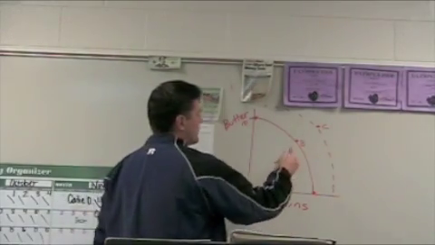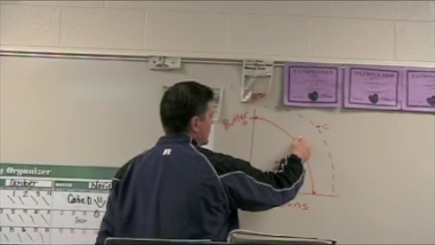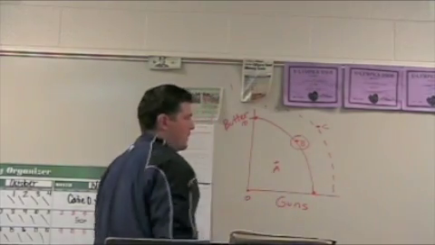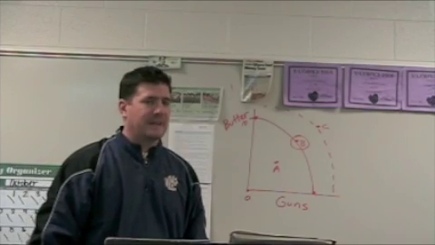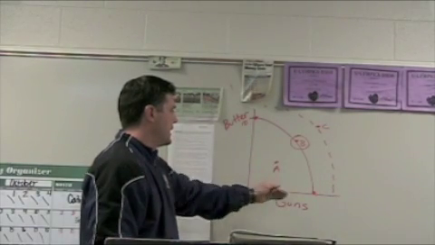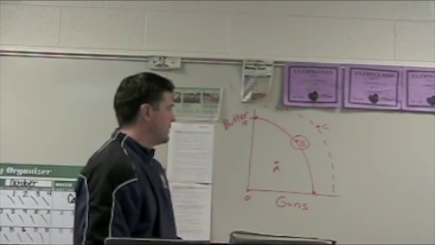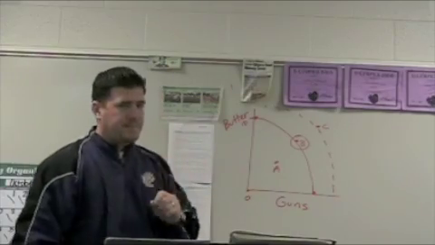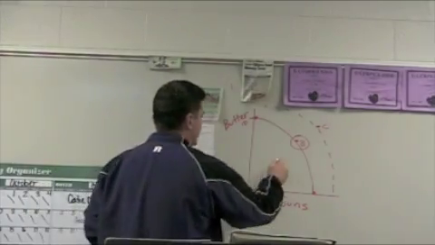Where you want to live is at point B. That's called the point of maximum efficiency. They would make about an even amount of butter and an even amount of guns at that point. Now, they could also be down here.